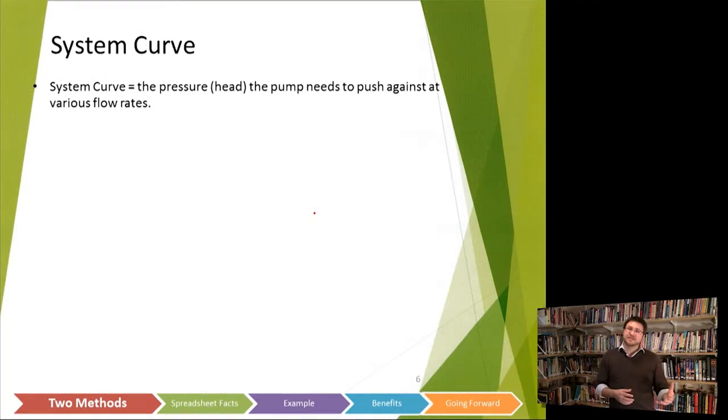Okay, so what is a system curve? A system curve is the pressure or head. Head is a term that is used to describe pressure. It's the number of feet that a column of water will rise under a certain amount of pressure. So they're kind of synonymous terms, different units. The system curve is the amount of head or pressure the pump needs to push against at various flow rates.